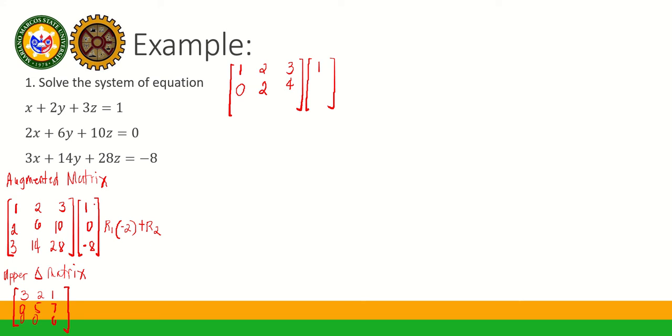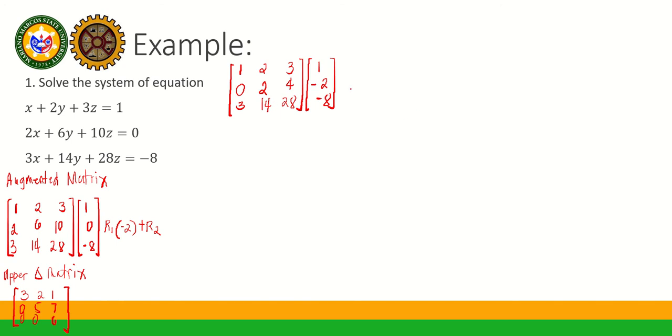And ganun din yung gagawin natin dito. 1 times negative 2, that is negative 2, plus 0, which is si R2 natin dito sa part na to, that is equal to negative 2. Okay? And we can copy yung ating last row. This is 3, 14, 28, and negative 8. So, yung susunod na gagawin na natin is to transform these two elements to 0. So, how do we do that again?